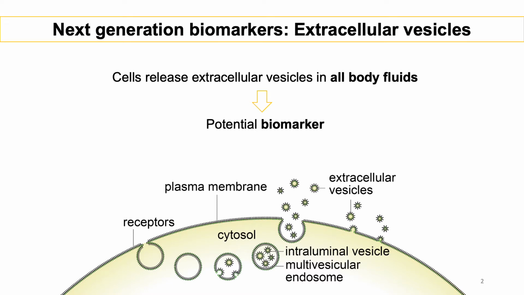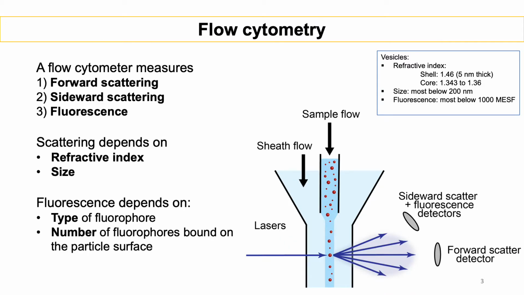First of all, what are the biomarkers we want to detect with our metrological flow cytometer? We want to detect extracellular vesicles, which are released by cells in the human body and can be found in all body fluids. Different cell types release different vesicles, enabling distinction between various states of health and disease, making extracellular vesicles a potential biomarker. A common technique to measure these extracellular vesicles is the high-throughput technique flow cytometry, where optical measurements of forward scattering, sideward scattering, and fluorescence determine the characteristics of particles in flow.